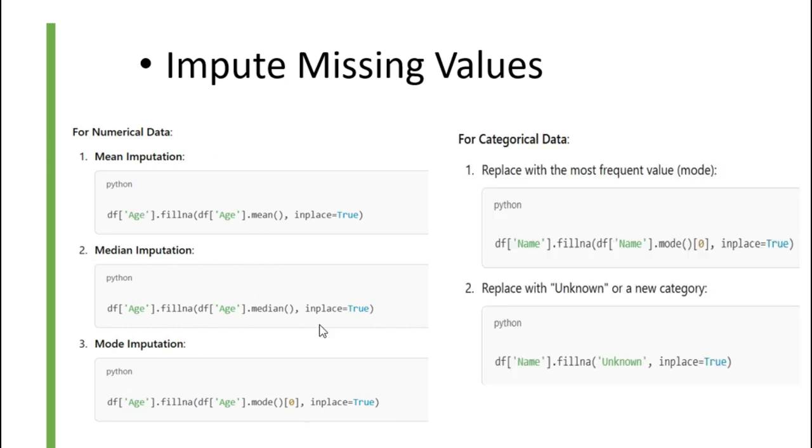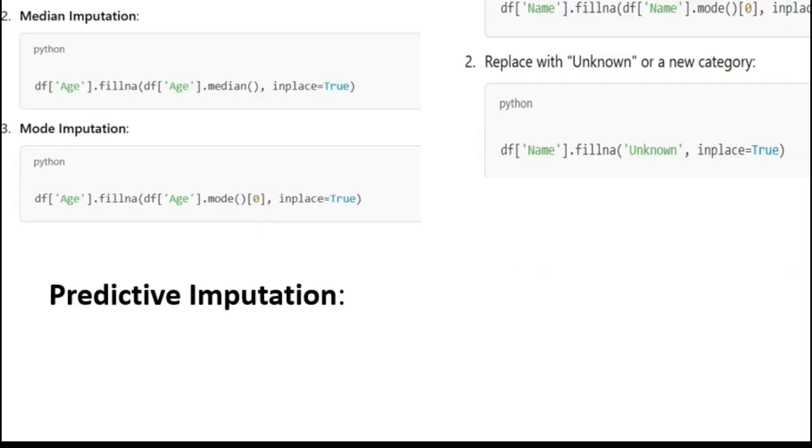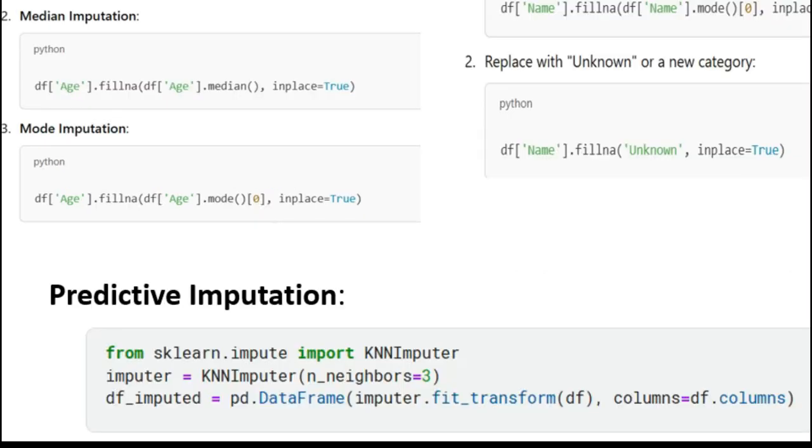For categorical data, you can replace the missing values with the mode, or you can create a new category. For example, you can create an unknown category for the missing values. We will see it later in the practical. For predictive imputation, you can use machine learning models in order to replace the missing values.